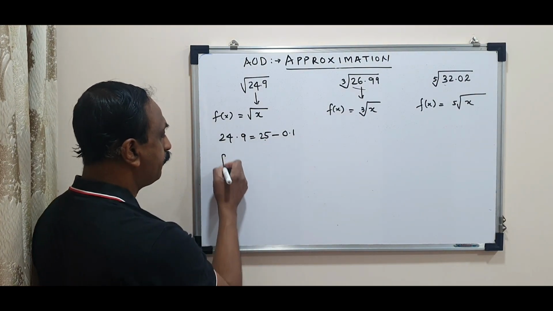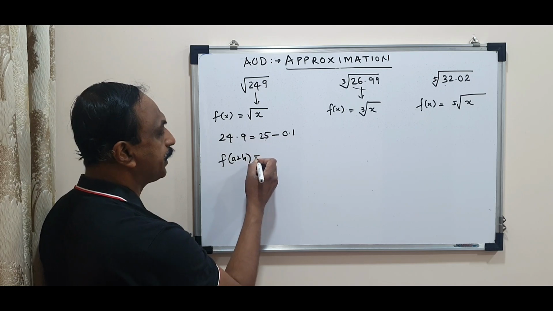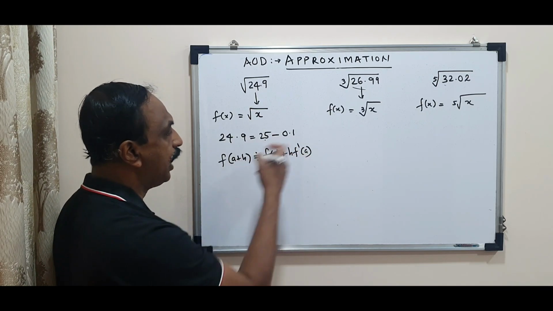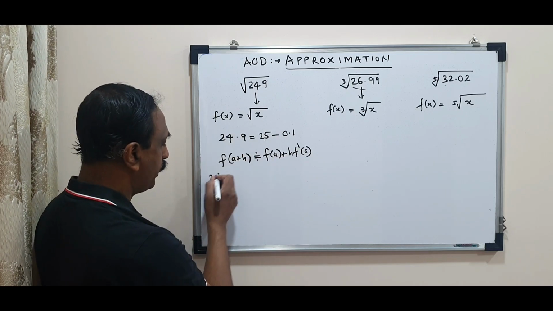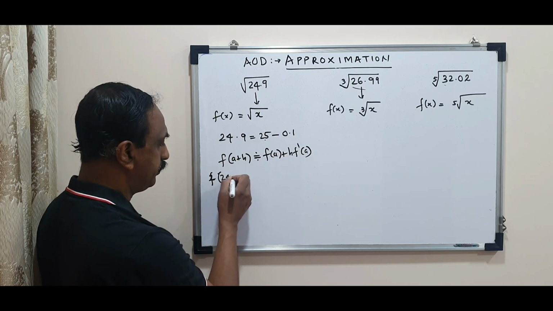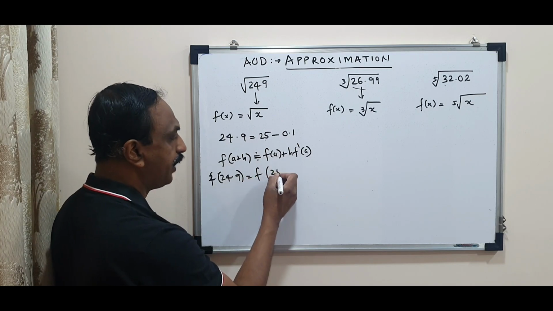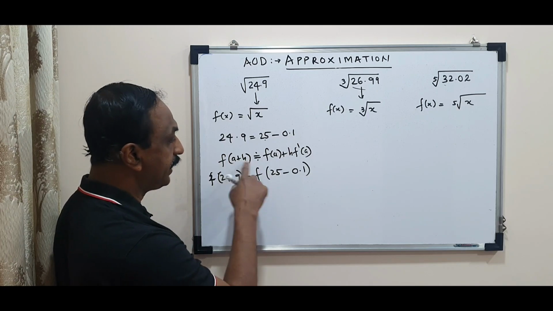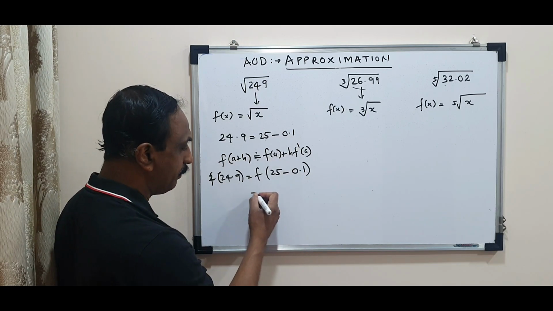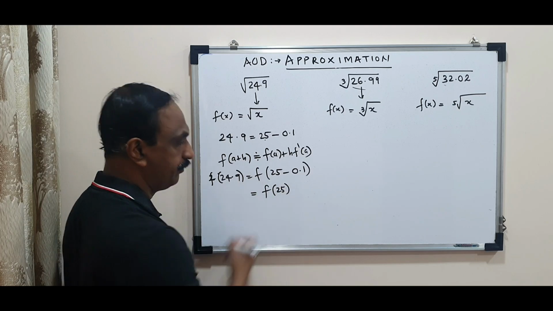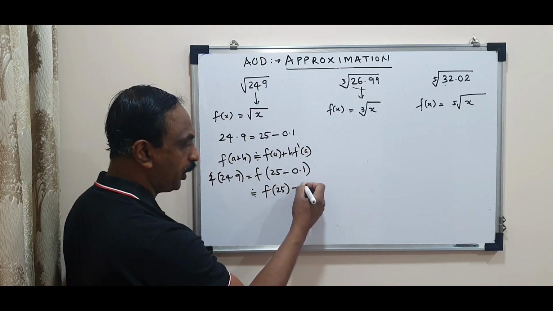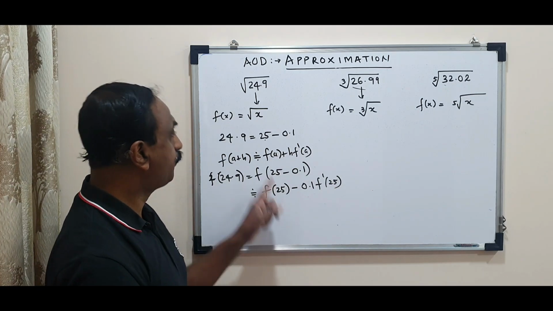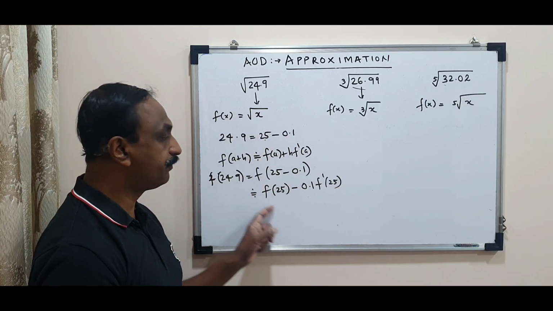So your function f of a plus h is approximately equal to f of a plus h into f dash of a. Let's see how this will happen here. So f of 24.9 is f of 25 minus 0.1. Now your a is 25, h is minus 0.1. So your definition will become f of 25 minus 0.1 into f dash of 25. f of 25, root of 25, will become 5.